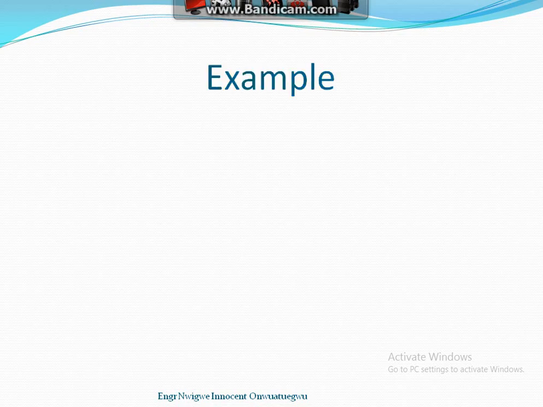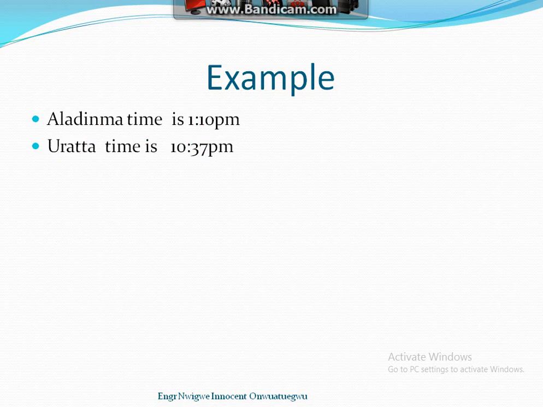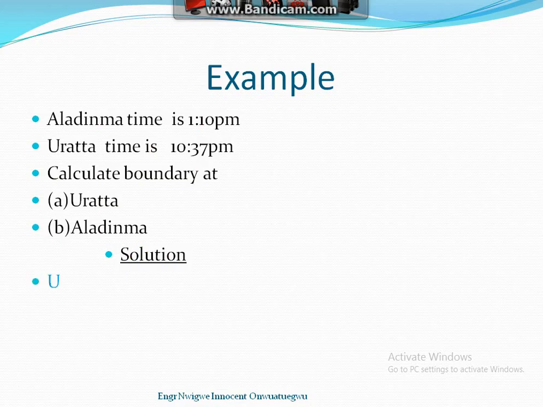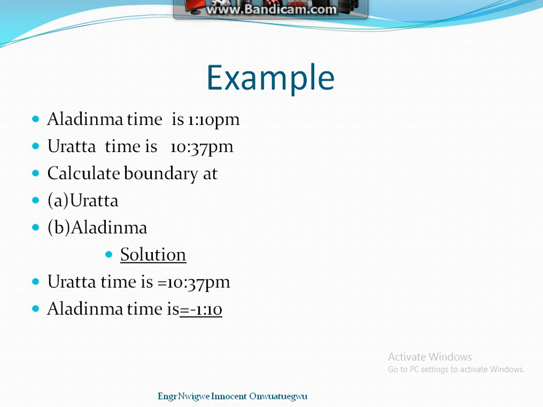Example: Aladima time is 10 minutes after 1 p.m. Orata time is 10:37, or 27 minutes to 11 p.m. Calculate the longitude at A. Orata, B. Aladima. Solution: Orata time is 10:37 p.m., while Aladima time is 1:10 p.m., that is 10 minutes after 1. You get the difference in hours, which is 9 hours 27 minutes.